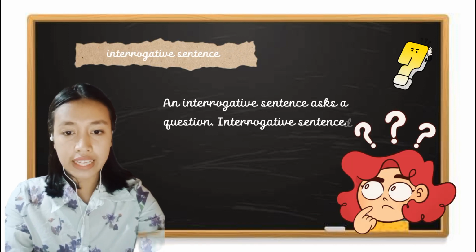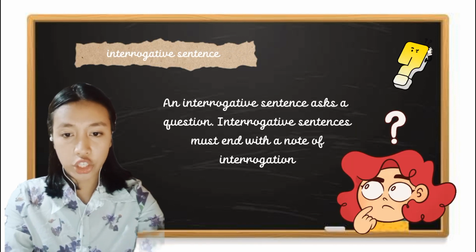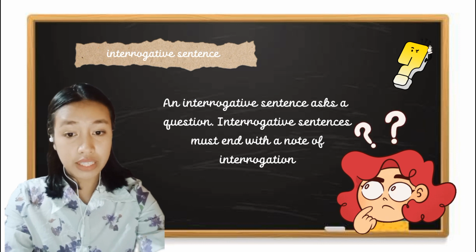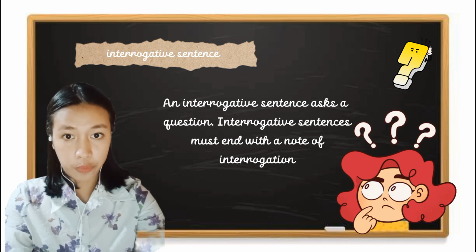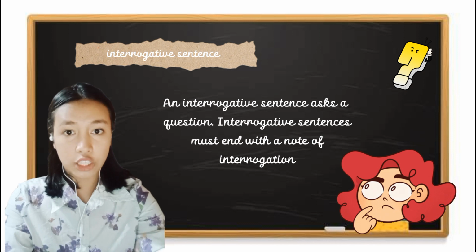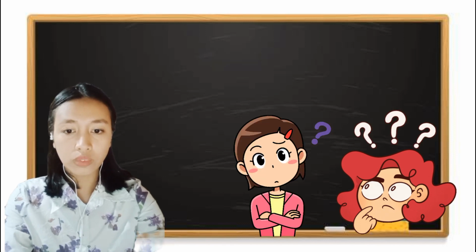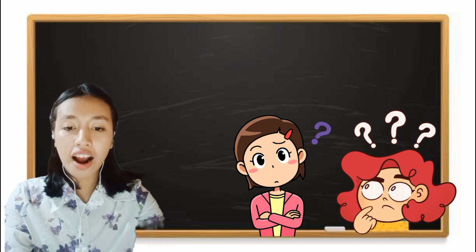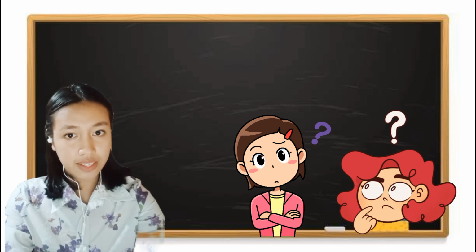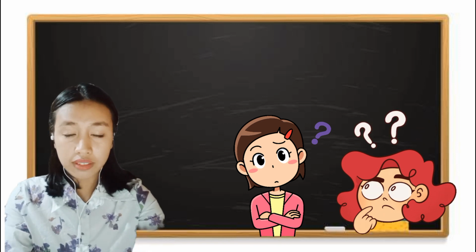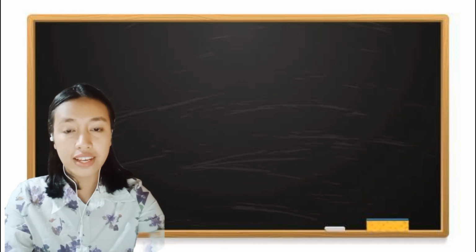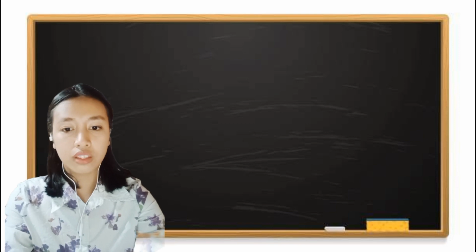Interrogative sentence. An interrogative sentence asks a question. An interrogative sentence must end with a note of interrogation, which means it needs to have a question mark at the end. Examples. When are you going to submit your assignment? Or do you know him? Those are sentences that have a question mark at the end.